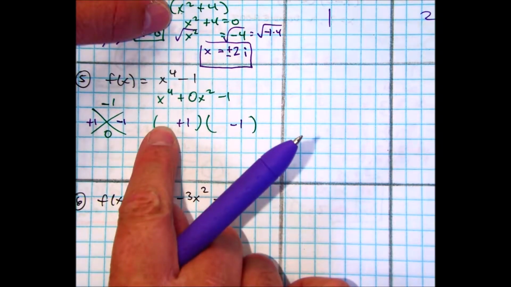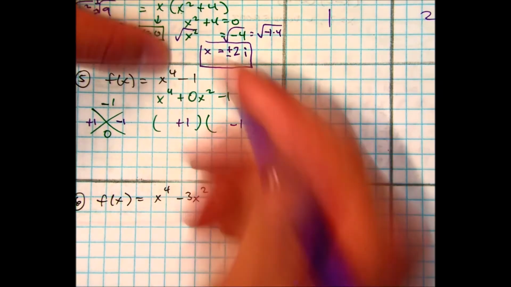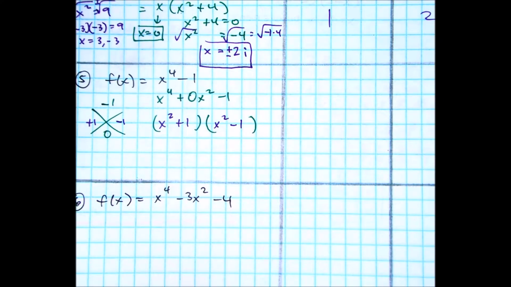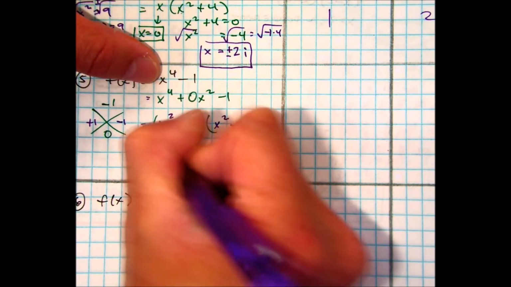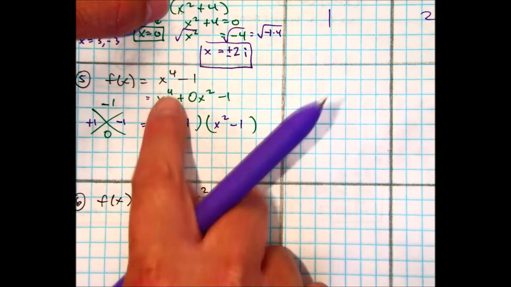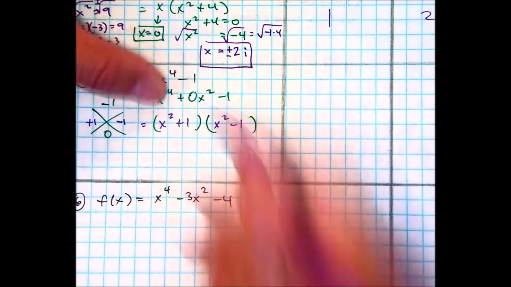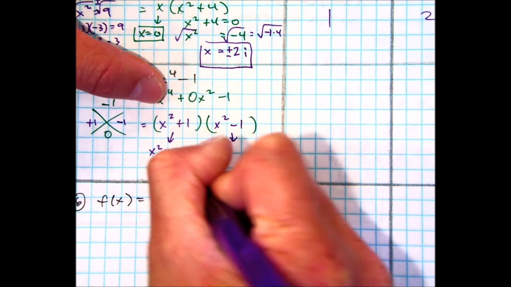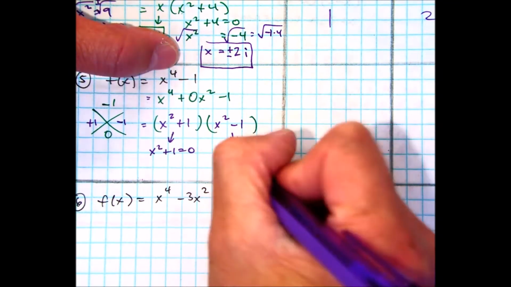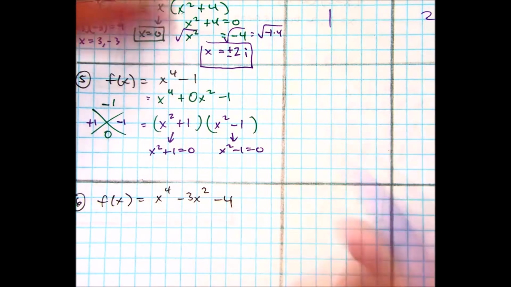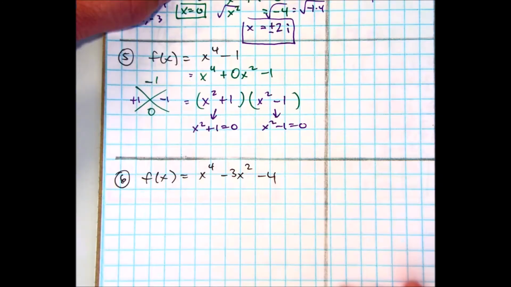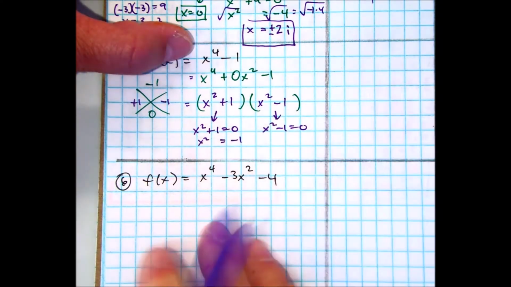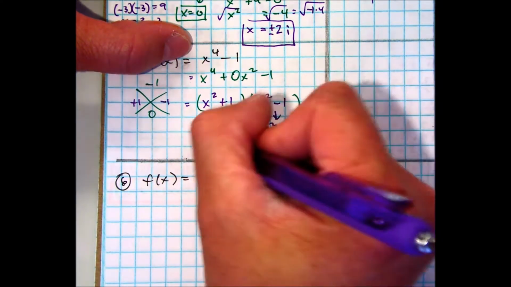But class, can I just put x and x here? No. It's going to be x squared. Do you see that? The reason why you do that is when you FOIL, x squared times x squared is going to give you x to the 4th. So I set each of these equal to 0. All I have to do here is subtract 1. So I have now x squared equals negative 1.